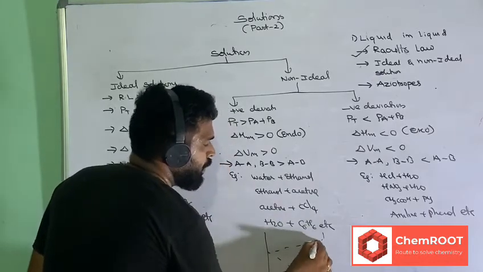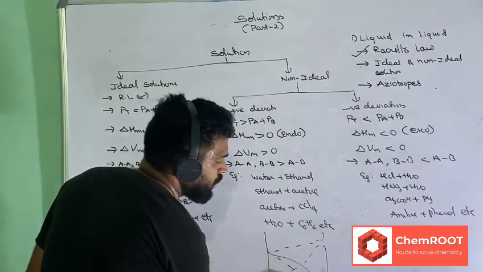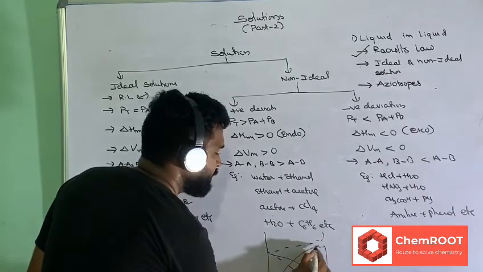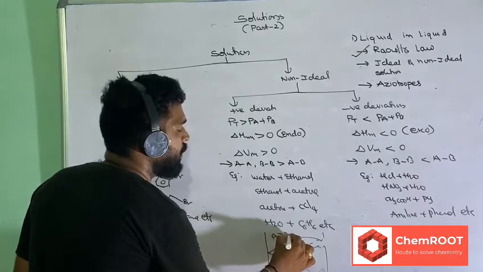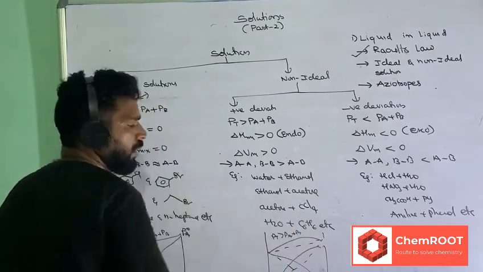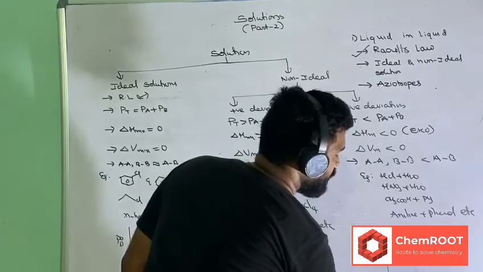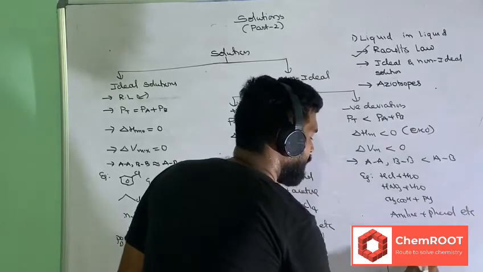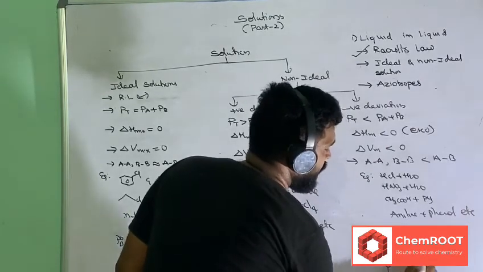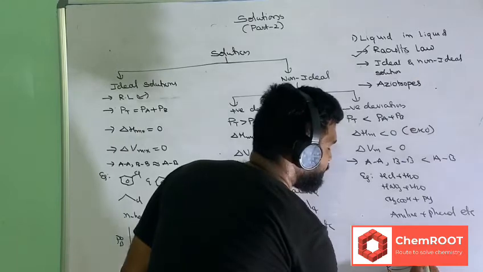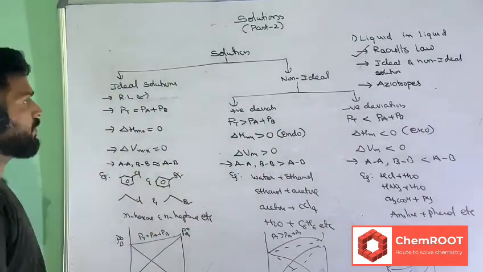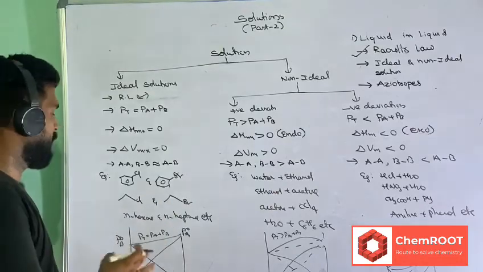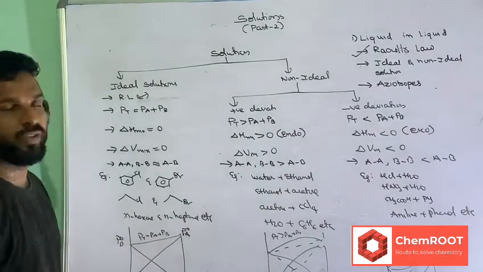Okay, but here it shows the positive deviation in solutions. So P total will be greater than Pa plus Pb. And the same way here also you will expect the same thing. Okay, but it shows the negative deviation. Okay, so these are the graphs related to ideal and non-ideal solutions.